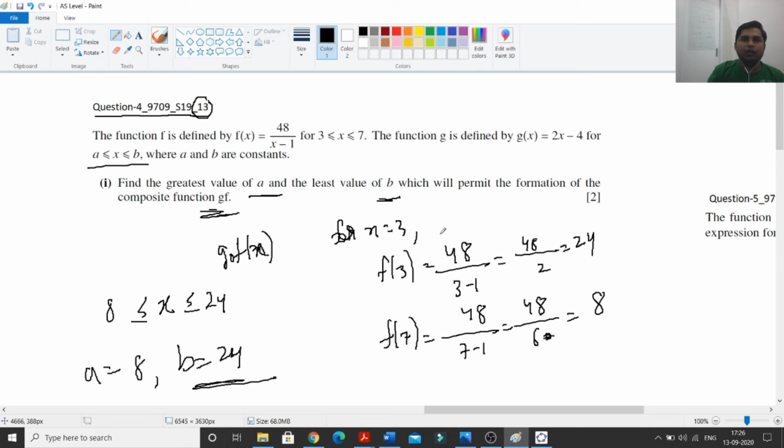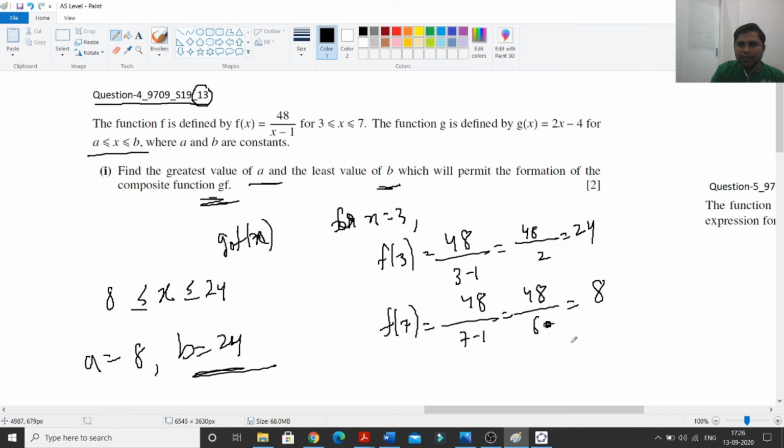So this we got using the concept that the range of f(x) will be the domain of g(x). So you found out the range, and a is 8, b is 24. So this is the range. Actually, the range of f(x) lies between 8 to 24, and this will help you to find out the domain of g(x). Okay.